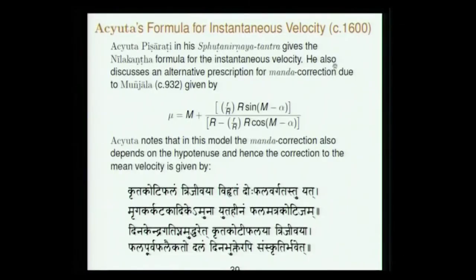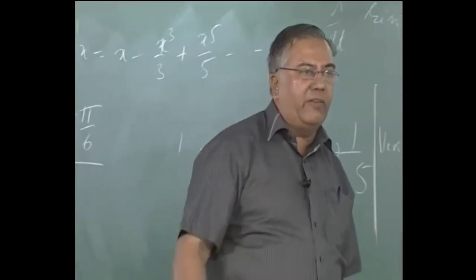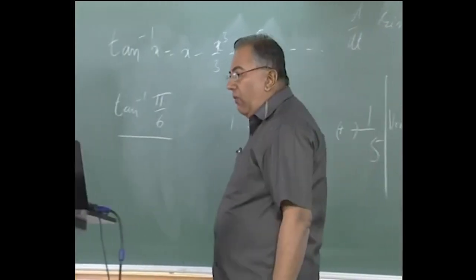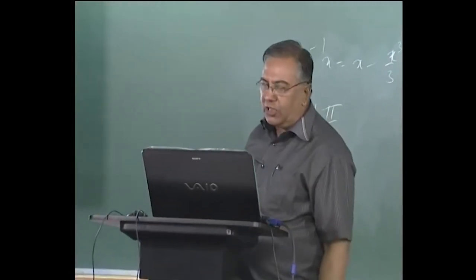Now Achyuta Pisharati in Sputa Nirnaya Tantra has given the derivative of the ratio of two functions. He constructs the equation of center, and of course gives Nilakantha's result of the derivative of sine inverse of x. He also constructs the derivative for another model of planetary motion.